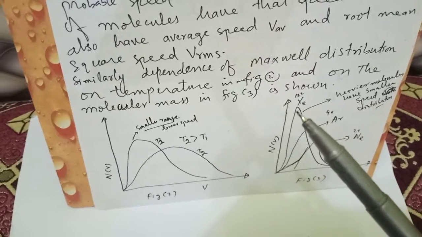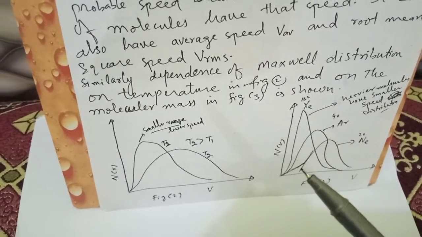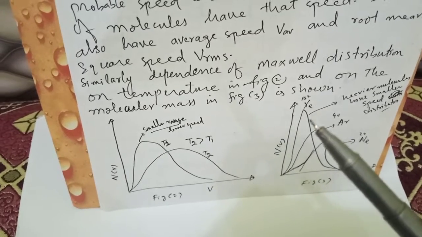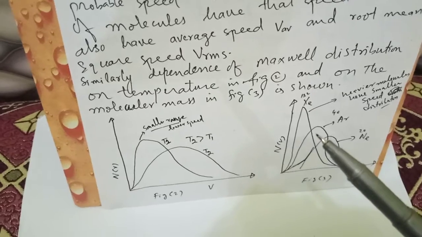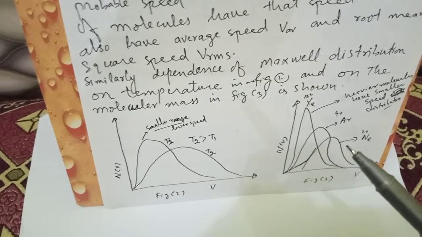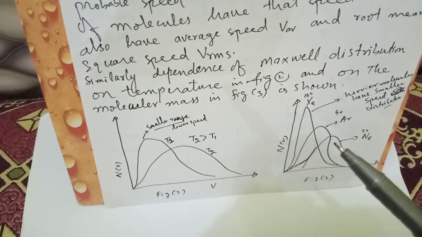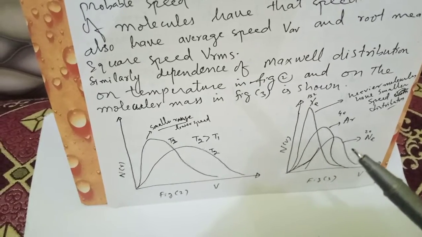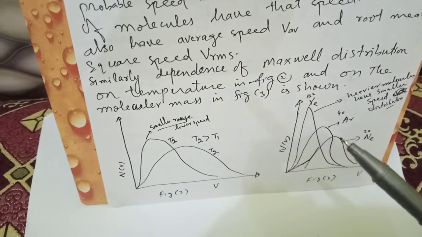As the mass is larger, the particle will move more slowly, or its velocity will be smaller, and that is why it will have a narrower range. As the mass becomes smaller and smaller, what will happen? As the mass becomes smaller and smaller, the speed of the particle will increase. So if you look at this one, the graph is broadened.